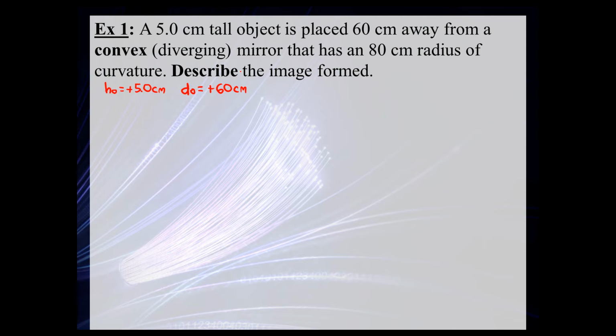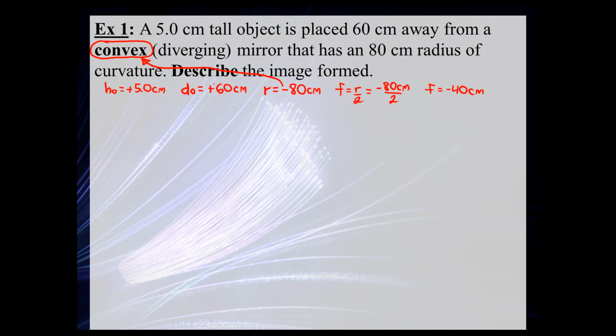It tells me I have a convex or a diverging mirror that has a radius of curvature of 80 centimeters. Now, the radius of curvature is going to be negative. That's because the center of curvature is on the virtual side of the mirror, and we're dealing with a convex mirror. Again, a convex mirror has a virtual focal point and a virtual center of curvature. Well, my equations don't have radius of curvature in them, so let's quickly calculate the focal length. The focal length would just be the radius of curvature divided by 2, which is negative 80 centimeters over 2. Therefore, my focal length is going to be negative 40 centimeters.